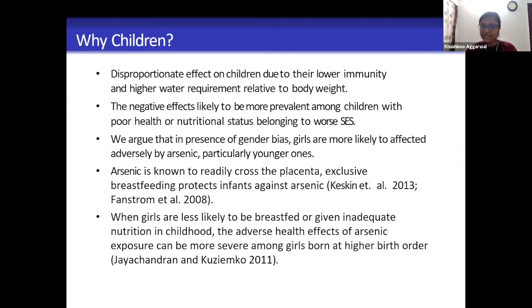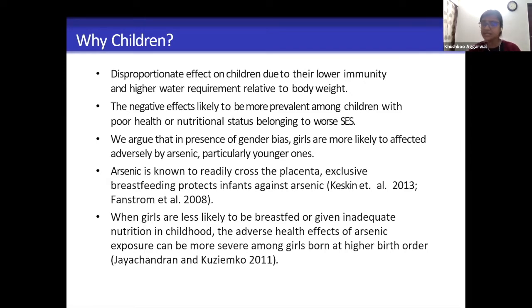Now, in this study, we argue that in the presence of gender bias, girls are more likely to be affected by arsenic exposure, mainly girls who are born at later birth orders in the family. The medical literature argues that arsenic is the only metal which can pass through the placenta and affect the fetus. But these studies by Caspian and others also state that this can be avoided if the mother breastfeeds the infant for a longer duration, as arsenic cannot pass through breast milk.